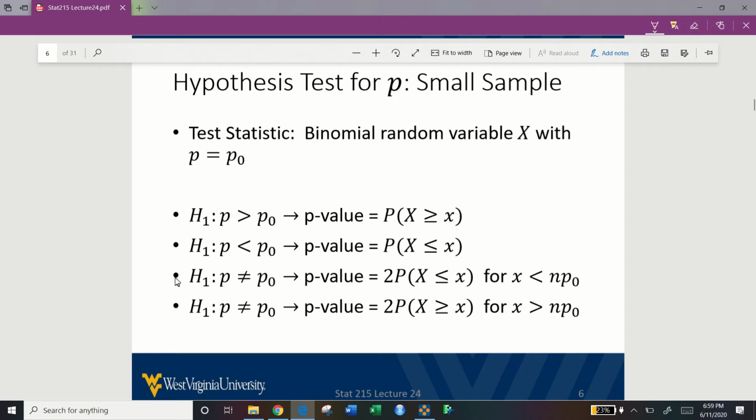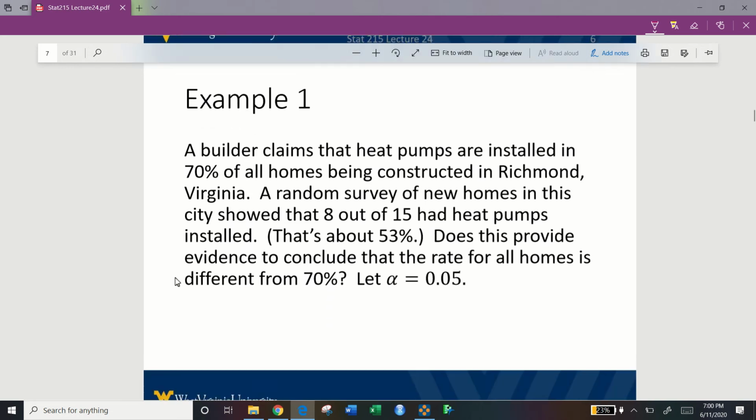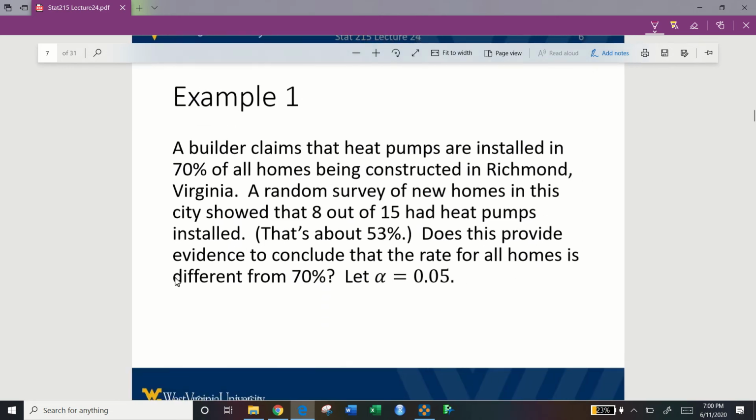Now, the even more unusual case is when we're dealing with our two-sided hypothesis test. Our p-value is going to be 2 times the probability of x less than or equal to x when x is less than n times p naught. However, when x is greater than n times p naught, then our p-value will be 2 times the probability of x greater than or equal to x. Let's go ahead and take a look at an example of this because I know it can be a bit confusing.